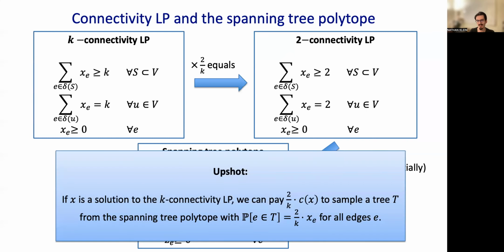So the upshot is that if we have a solution x to this connectivity LP, we can use it to sample a tree which costs only 2 over k times the cost of x in expectation. And since I'm allowed to use edges any number of times, I can sample as many trees from this distribution as I want, sort of independently, and take their disjoint union. And for some of you, this may already be kind of suggestive, so you may be able to guess some of the next slide already.